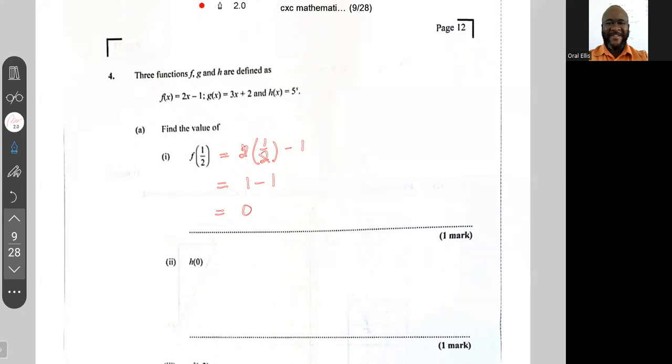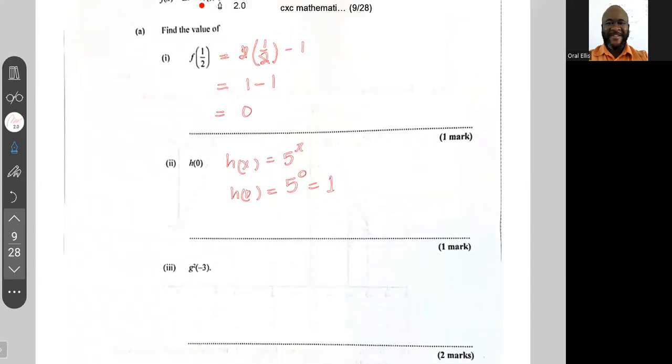We're asked to find h of 0. So if you have h of x is equal to 5 raised to the power x, and you're asked to find h of 0, wherever you see x in h of x, you're going to put 0. So this is 5 raised to the power 0, and if you raise anything to the power 0, it's equal to 1. So h of 0 is equal to 1.